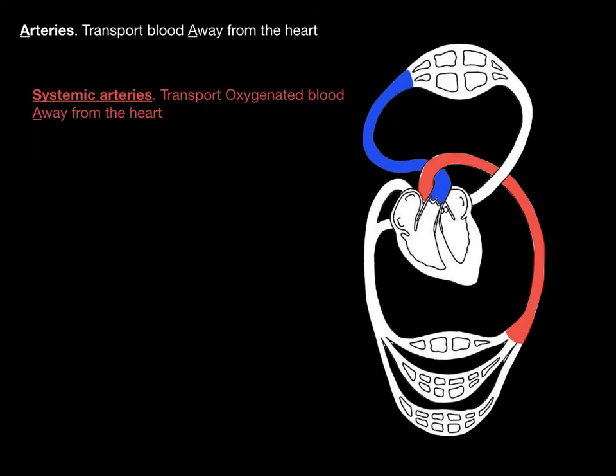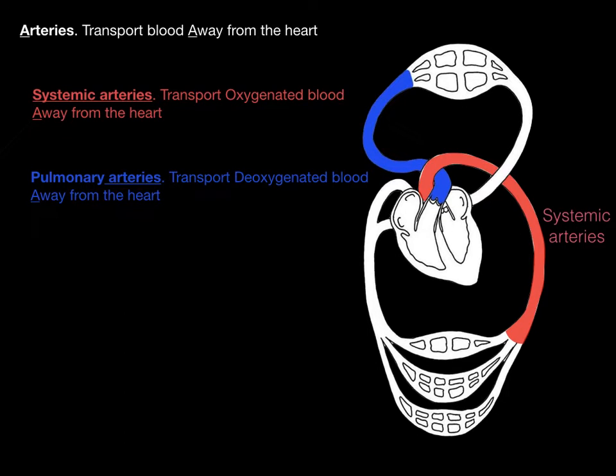Now, a systemic artery transports oxygenated blood away from the heart, and pulmonary arteries transport deoxygenated blood away from the heart. So the key is systemic arteries are going away from the heart, but it's red, so that's oxygenated. And then the pulmonary arteries are taking deoxygenated blood away from the heart, and that's why they're blue. Okay?